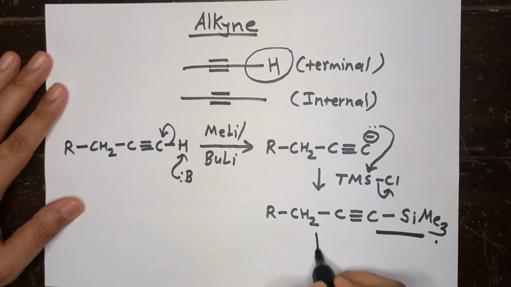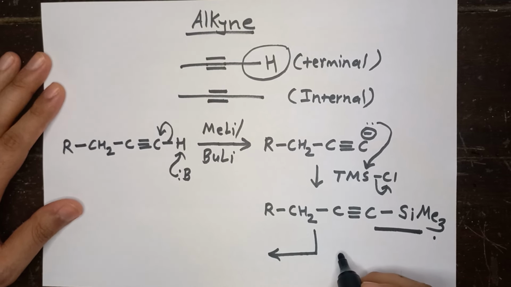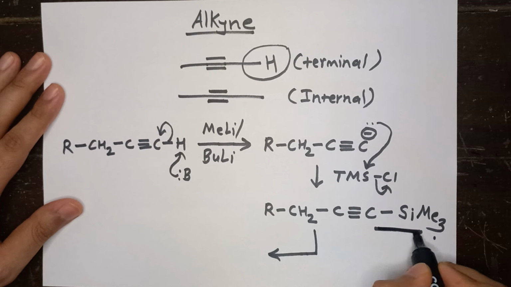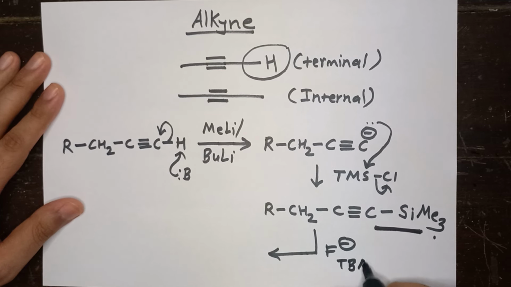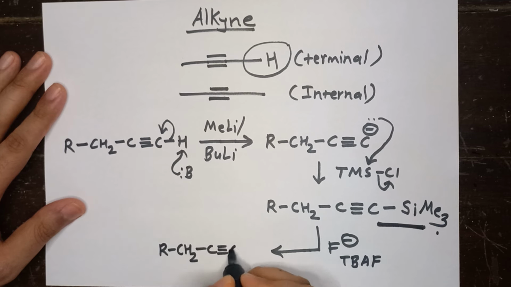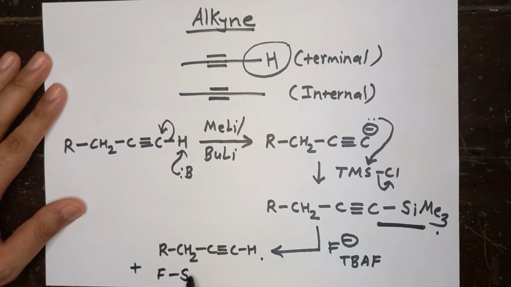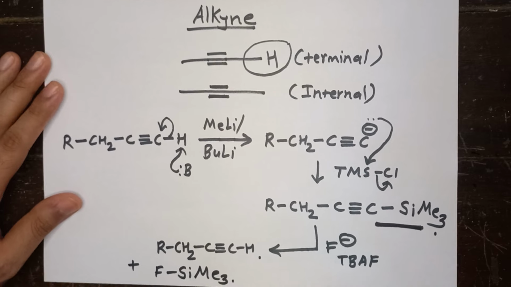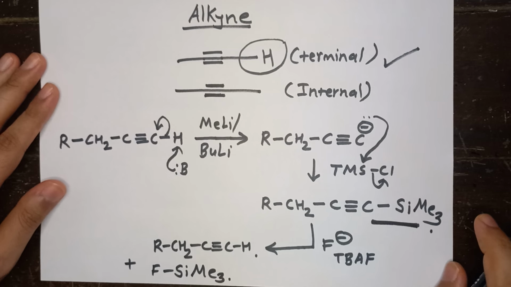And if you want to deprotect, you have to guess it. I have already discussed it in my previous video of protection and deprotection of alcohols. So to remove silyl group, you need an F- source. Okay, you can use TBAF, tetrabutylammonium fluoride, and you will get back your hydrogen at that position, and this will leave as fluorine bonded with SiMe3. So this is the protection for terminal alkyne and deprotection.